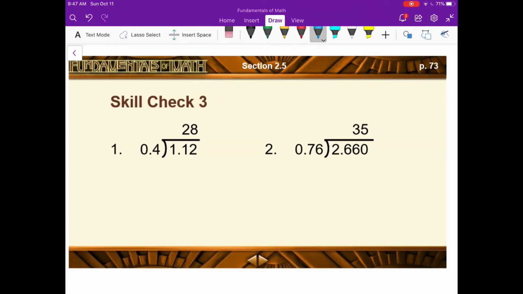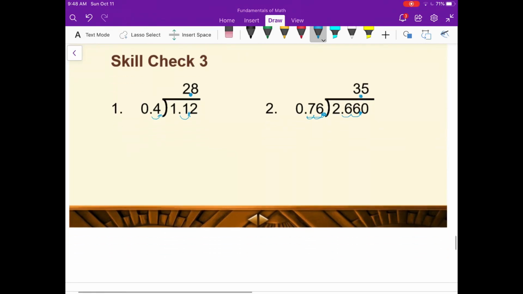Okay, here we go. We're going to move this over 1 place because it's tenths. We're going to make it 4, which means this moves over 1 place. The decimal would go here, and then the decimal would go right above it in the quotient. Number 2, this is hundredths. We could think we're going to multiply this by 100, or move it 2 places to the right, which means our decimal would go right between the 3 and the 5.